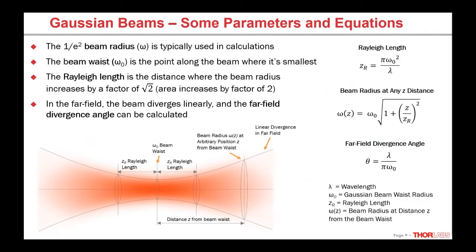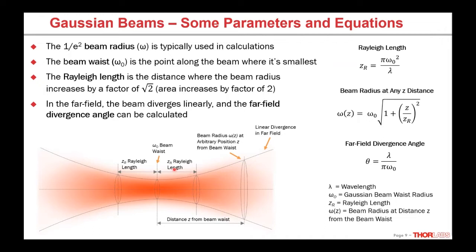Now to put some numbers behind these concepts, we can use some equations here to model a Gaussian beam. So again, the 1 over e squared beam radius, omega, is used in calculations. An important parameter is called the Rayleigh length. That is the distance from the beam waist, that's the smallest diameter, where that diameter grows by a factor of square root of 2, or the cross-sectional area doubles. That can be very short for highly divergent beams, like what this cartoon shows, and it can be very large for beams that are well collimated.